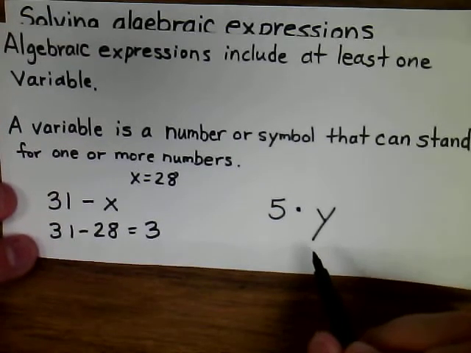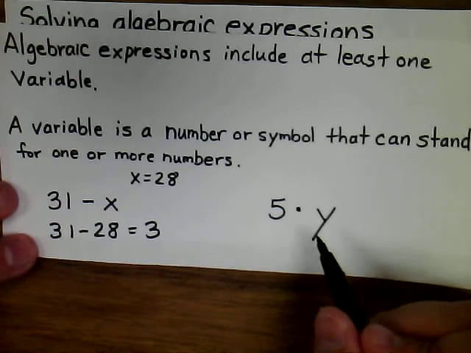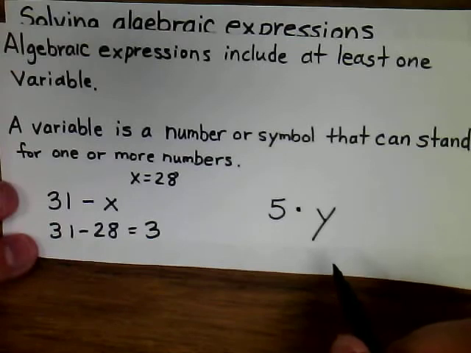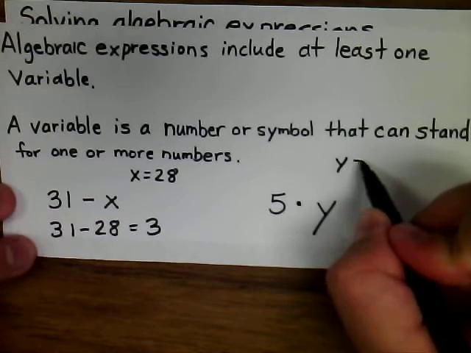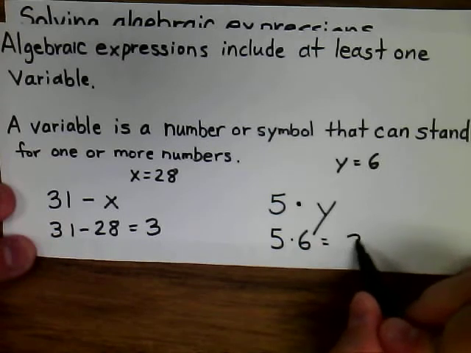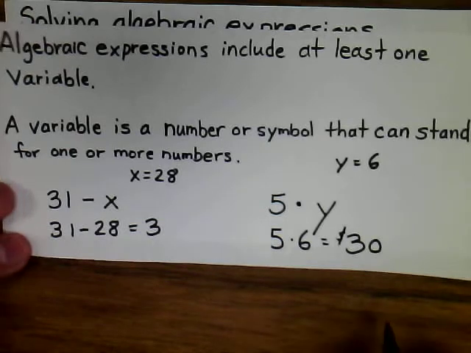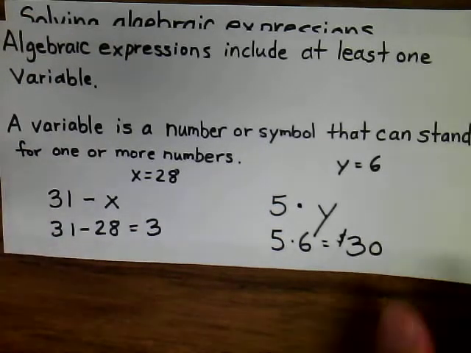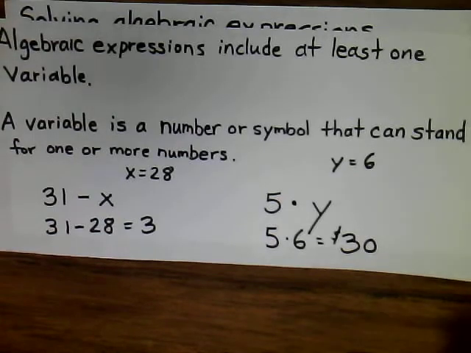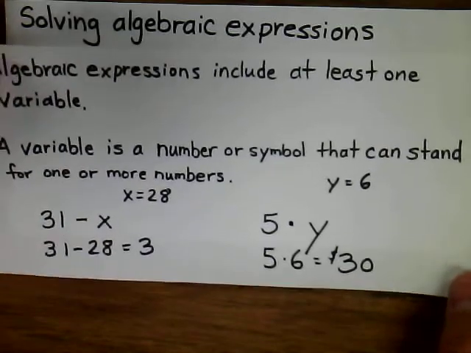In the situation of 5 times y, perhaps my family wanted to go on a hayride, and it cost $5 per person. The people running the hayride would know how much to charge based on how many people were in line. So if my family with 6 people arrived, y would equal 6. So they would know to multiply 5 times 6 to see it would cost $30 for my family to go on the hayride. So algebraic expressions are a great way to help you to solve word problems, because you can take a word problem, which can sometimes be a burden to a student, and turn it into an expression, which is generally pretty easy to solve.